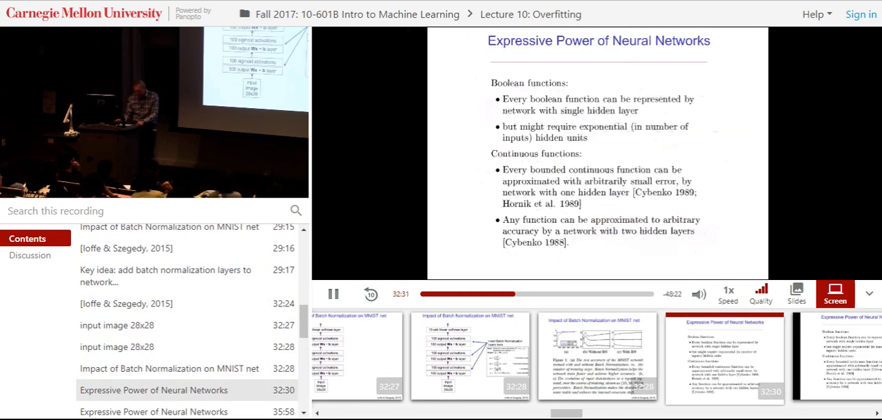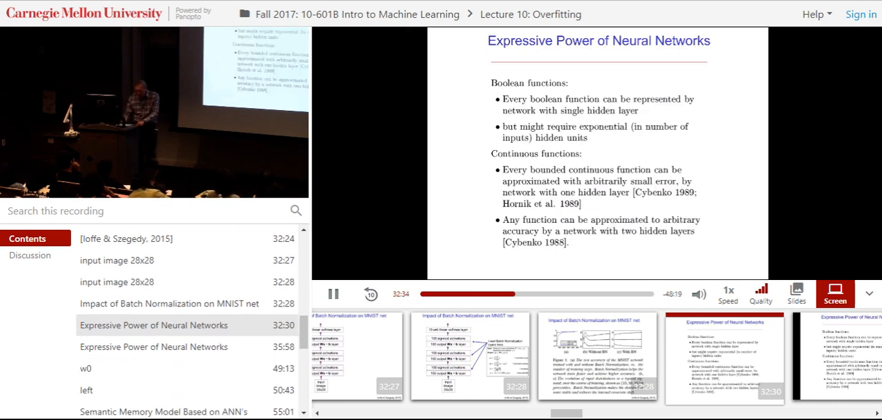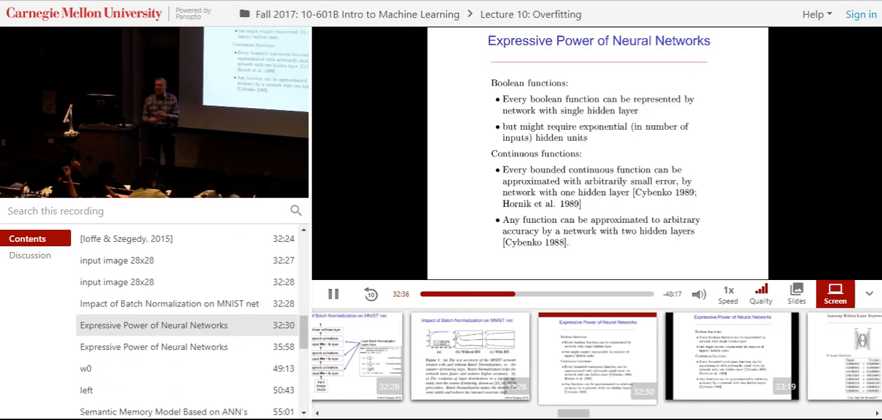Okay, so to move on, there is some theory, on the other hand, about what are the functions that neural networks can express. It's a reasonable question to ask. When we started with decision trees, one of the first questions we asked was, what are the functions decision trees can represent? And you told me, correctly, that if we have discrete valued y's, decision trees can represent any function over the x's.